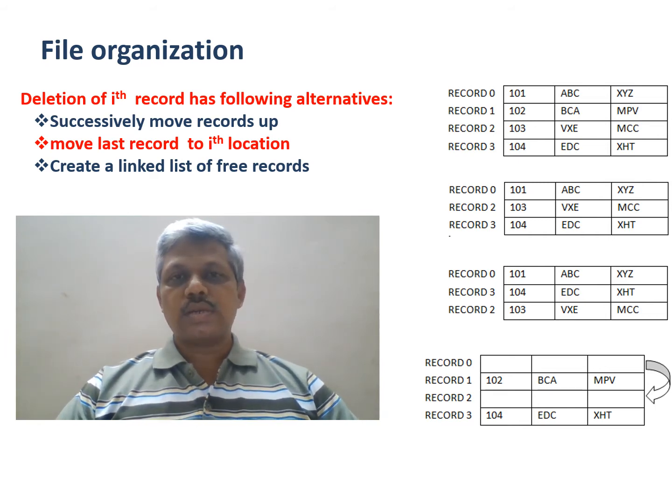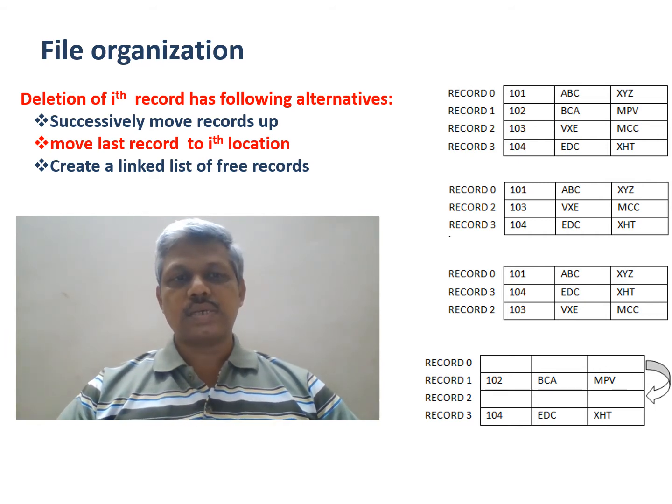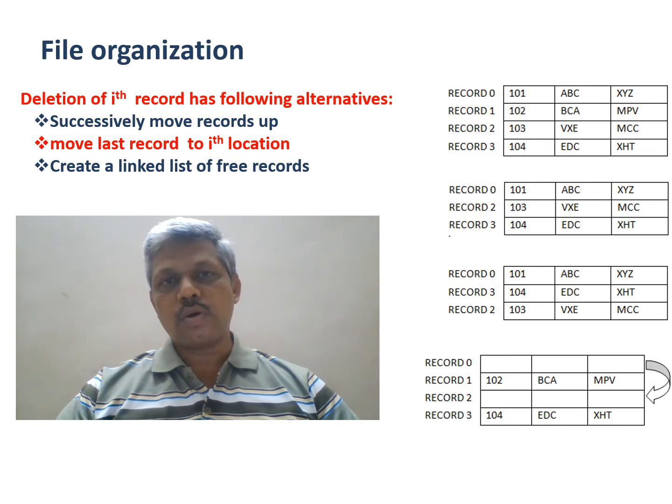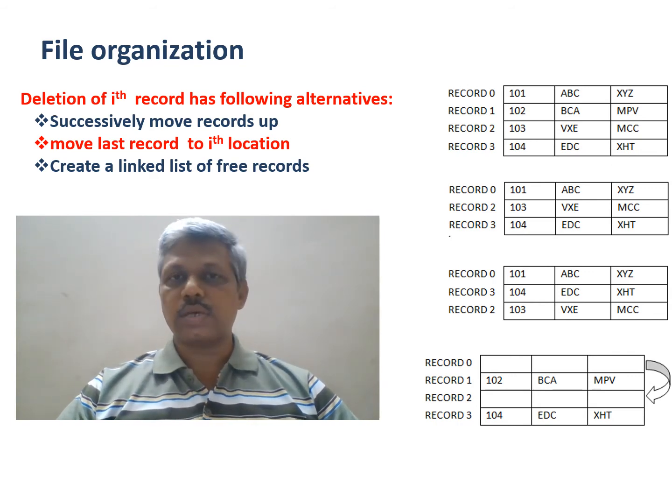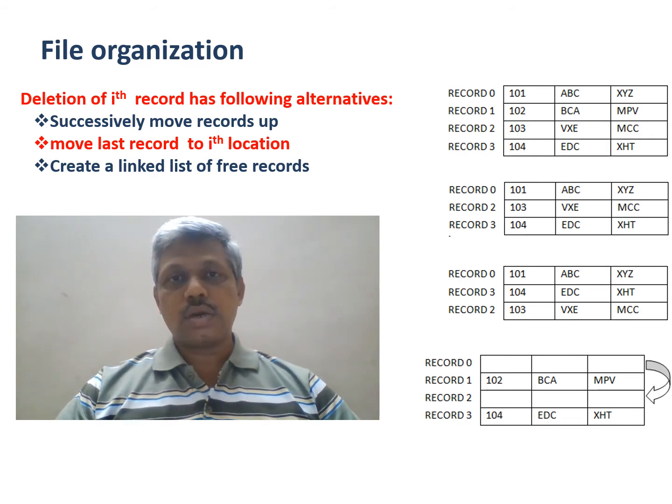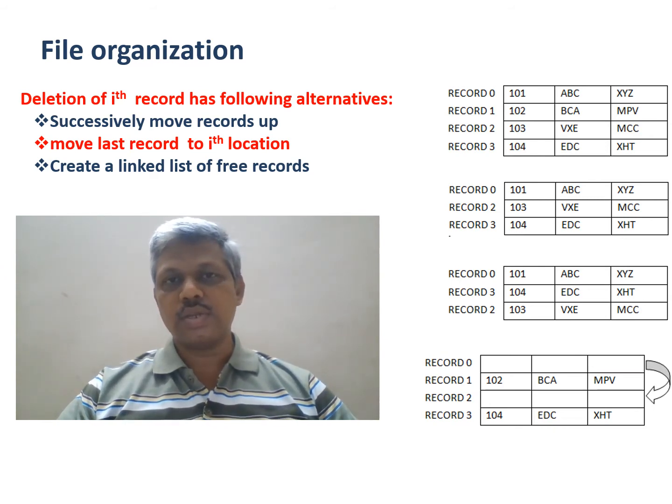To deal with this, there are 3 strategies. One is successively move up records. That means whenever a record is deleted, successively move up all the sequential records upwards. That is one option. And move last record to the ith location. Suppose if you want to delete one record at ith location, immediately shift the last record to the ith location. That's it. We don't change the other records.